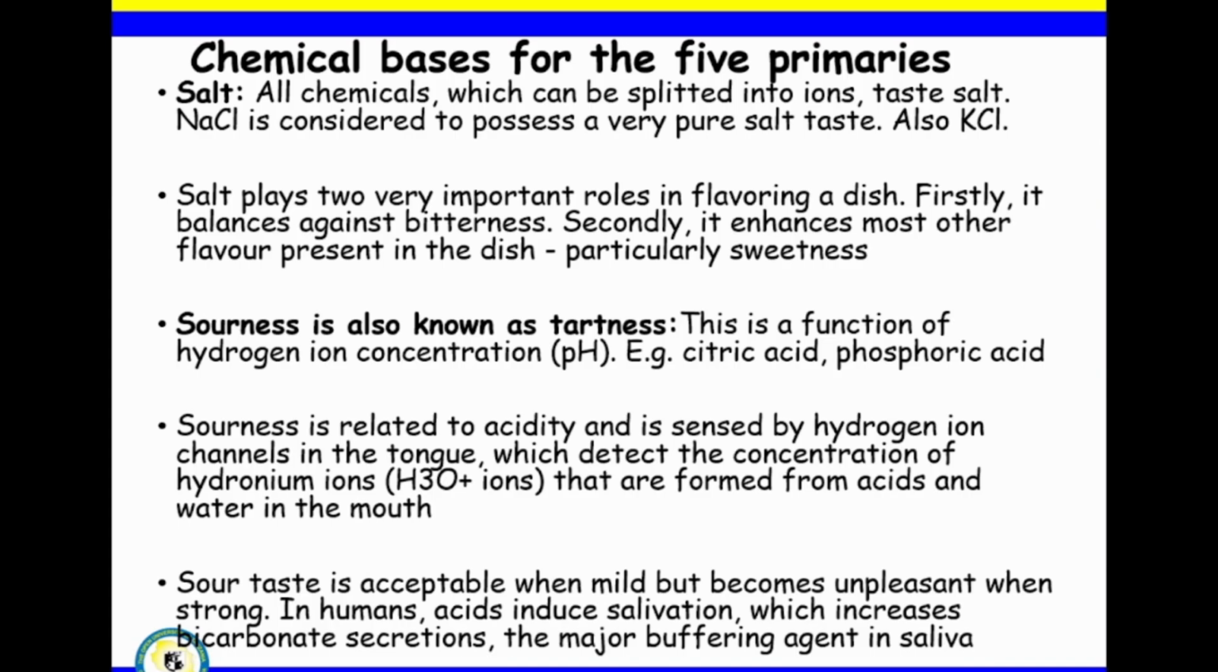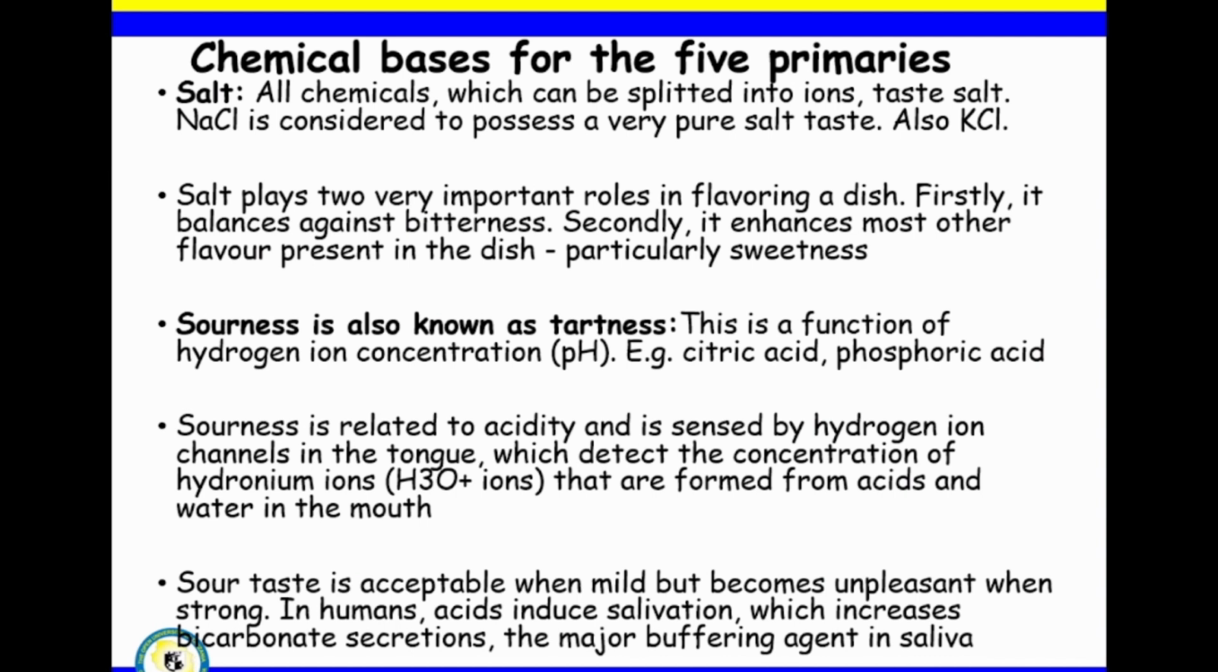Salt plays 2 very important roles in flavoring a dish. Firstly, it balances against bitterness, and I think we know that. Can anyone give me an example where salt is used to balance against bitterness or a bit of sourness? You have to think, and you can search and come up with an example. Secondly, it enhances most other flavors present in the dish, particularly sweetness. So the first one is salt.